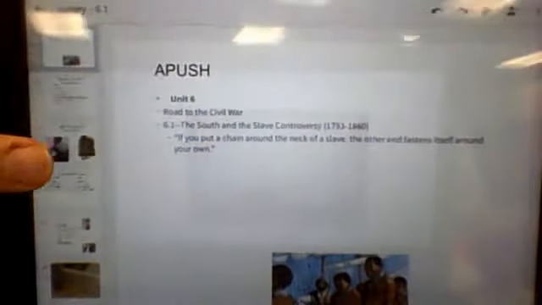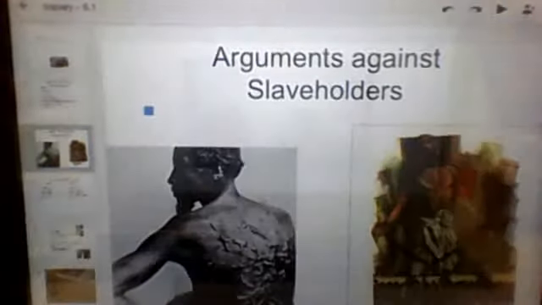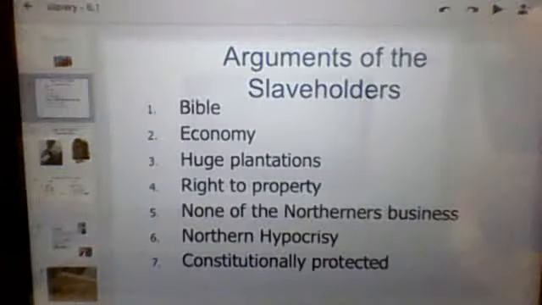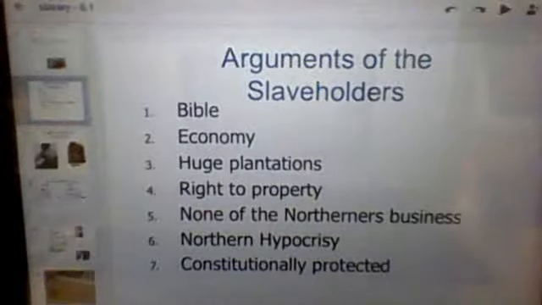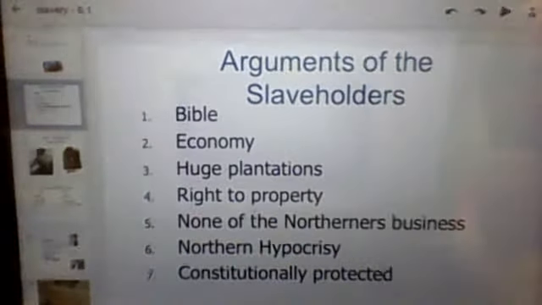Some of the things you'll need to know are, what were some of the arguments that people made against slavery, and what were some of the arguments people made that said they should be allowed to have slavery, some of the arguments of slaveholders and things like that.